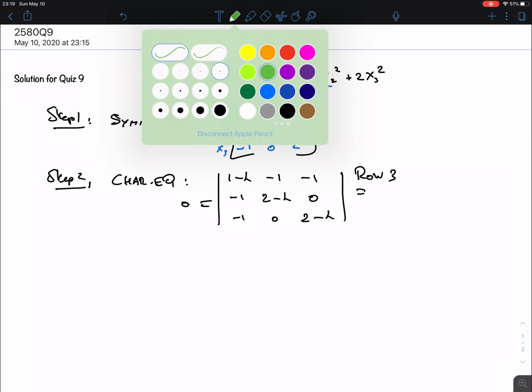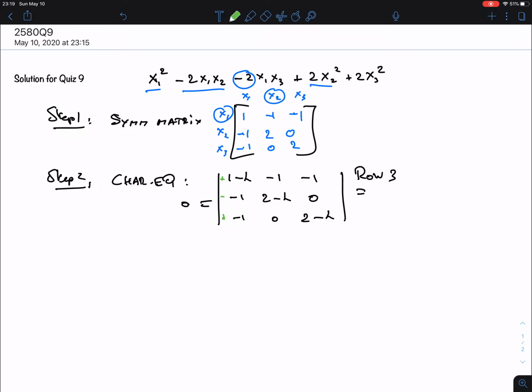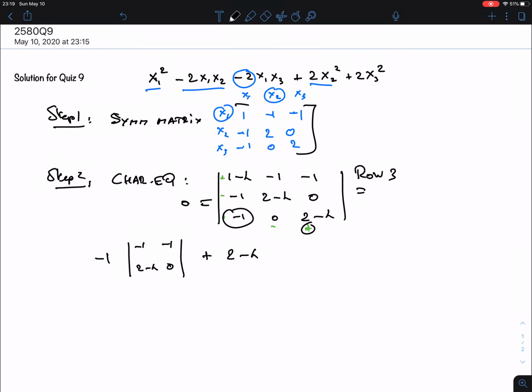So with expansion, you always have to be careful here. We have plus, minus, plus, minus, plus, minus, right? So we know exactly what the signs are. Okay, so the first factor here, -1. And then we scratch this out, and we get -1, -1, 2 minus lambda, 0. Okay, let me get rid of these guys again. And then we have plus, again a plus, right? It's plus here, 2 minus lambda, and then we scratch out, we get 1 minus lambda, -1, -1, 2 minus lambda. Okay, we work this out.